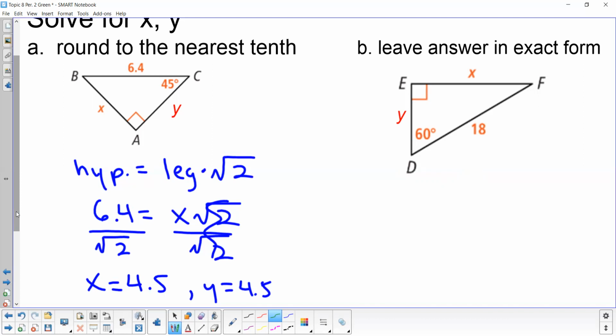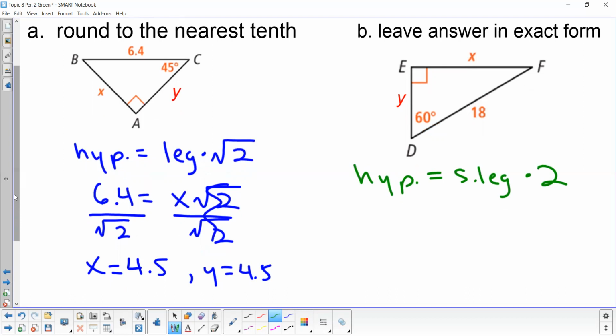We've been given the hypotenuse. I'd like in a normal world for us to be able to just say, cool, short leg is 9, long leg is 9 root 3. If making that jump that quick is tough, which it could be because we just learned this stuff the other day, then we can say, look, hypotenuse equals short leg times 2.